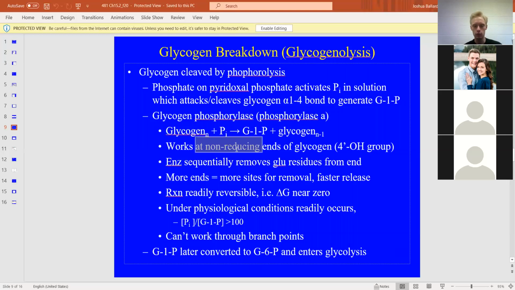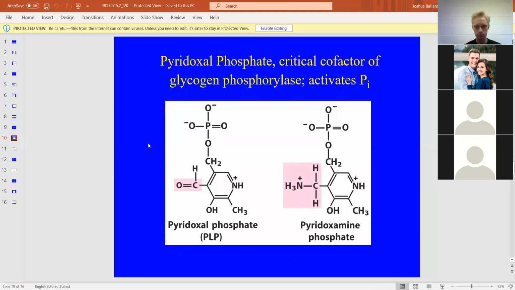And it only works at non-reducing ends of glycogen. So at the very end of a long chain of glucose, we have the 4th carbon, and it just removes glucose molecules. The more ends we have, the faster the release. The reaction is reversible, so delta G is pretty close to 0. So as glucose is being broken off, glucose is also being added onto glycogen. And then glucose 1-phosphate is converted to glucose 6-phosphate. And then, of course, we know that glucose 6-phosphate goes into step 2 of glycolysis.